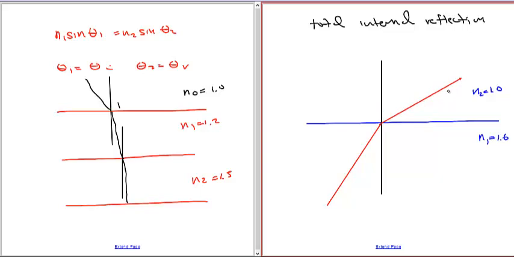And you can use Snell's law to prove that. At some point, this angle, so let's move it over here. Let's call this the critical angle, theta critical. We'll make it so the second angle goes like that.